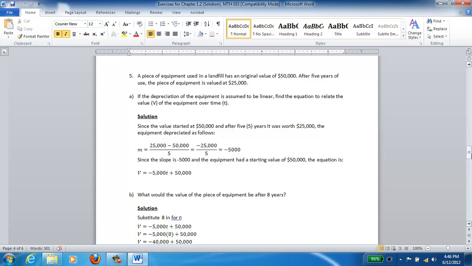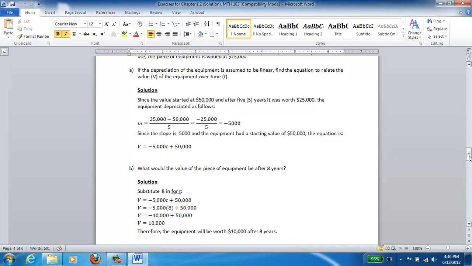Problem 5. Depreciation. This is linear depreciation. A piece of equipment used in a landfill has an original value of $50,000, and in t equals 5 years, the piece of equipment has a value of $25,000. We can use our slope formula to calculate the rate of depreciation, which turns out to be -$5,000 per year. Since the slope is -$5,000 and the original value of the piece of equipment is $50,000, the value equation is equal to -5,000t plus 50,000, where t is the time in years.